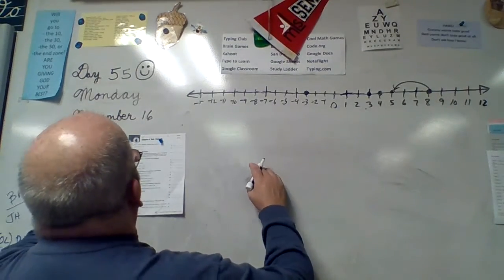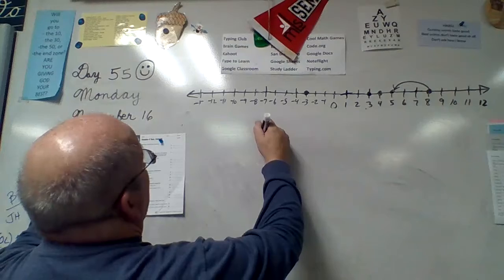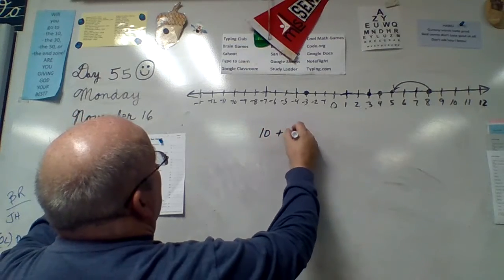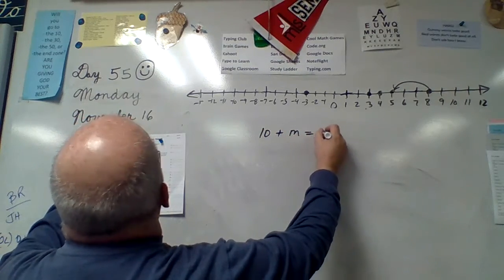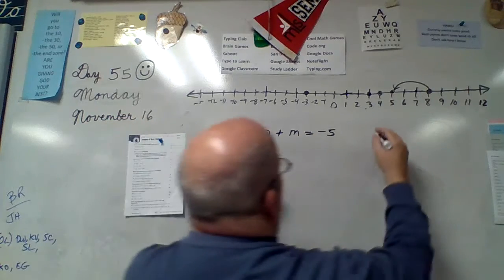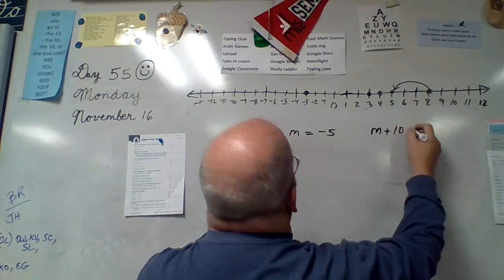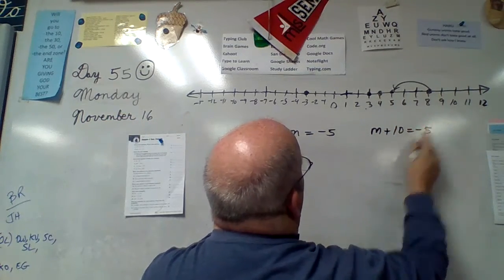Here's a problem that's similar to number 1. It's not exactly like it, but it's similar. 10 plus m equals negative 5. But I'm going to write a separate problem on the board, m plus 10 equals negative 5.